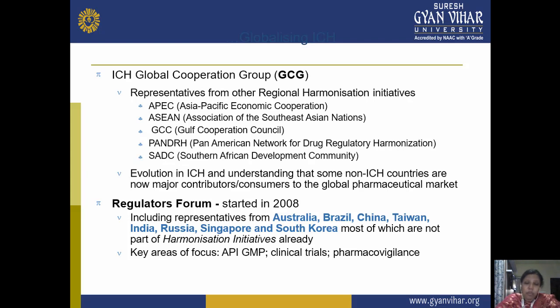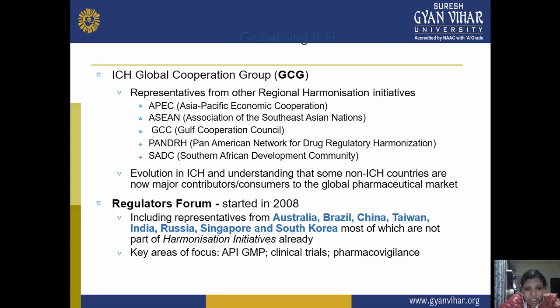Now, globalizing ICH. The ICH Global Cooperation Group, that is GCG, has representatives from other regional harmonization initiatives, like APEC, ASEAN, GCC, PANDRA, and SADC. These are all representatives from other regional harmonization initiatives. APEC is the Asia Pacific Economic Cooperation.